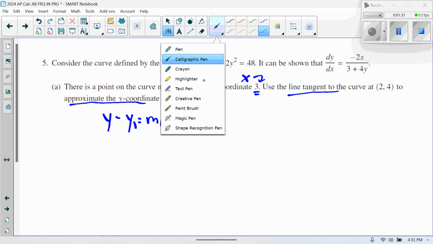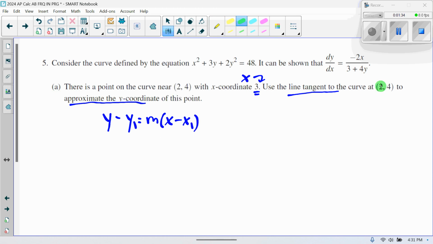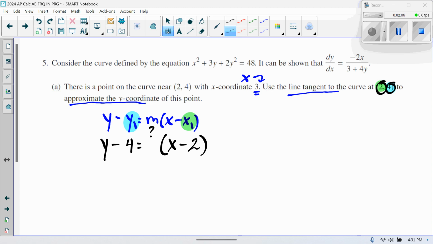First off, let's state the obvious, okay? My x is 2, my y is 4. The x is going to be 2, and the y is going to be 4. So let's just take care of that right now. We've got y minus, my y value is 4, equals, I don't know the slope yet. We have x minus my x value, which is 2. There you go.